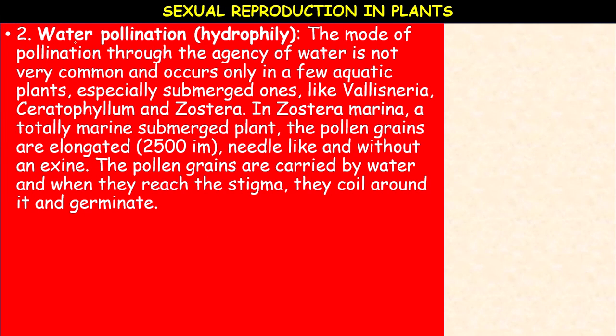Next, hydrophily or water pollination. The mode of pollination through the agency of water is not very common and occurs only in a few aquatic plants, especially submerged water plants like Vallisneria, Ceratophyllum and Zostera. In Zostera marina, a totally marine submerged plant, the pollen grains are elongated, needle like and without an exine. Actually, pollen grains have exine and intine, but in Zostera they are without exine. The pollen grains are carried by water, and when they reach the stigma, they coil around it and germinate.